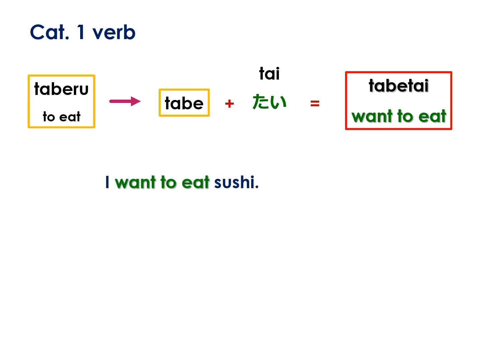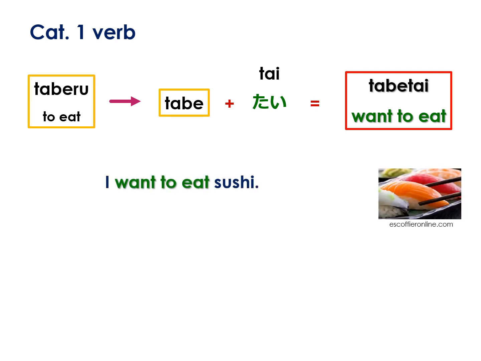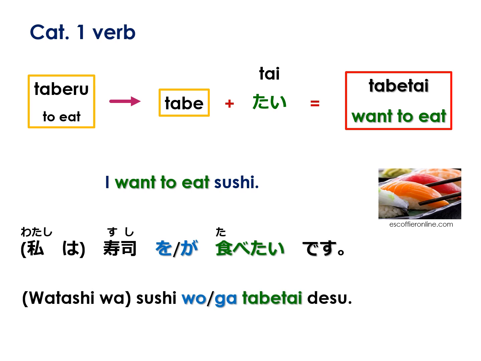The sentence, I want to eat sushi. In Japanese, watashi wa sushi o tabetai desu, or watashi wa sushi ga tabetai desu. The direct object sushi can take either the particle o or ga. The watashi wa is optional because the default, when no doer is specified, is always the speaker.